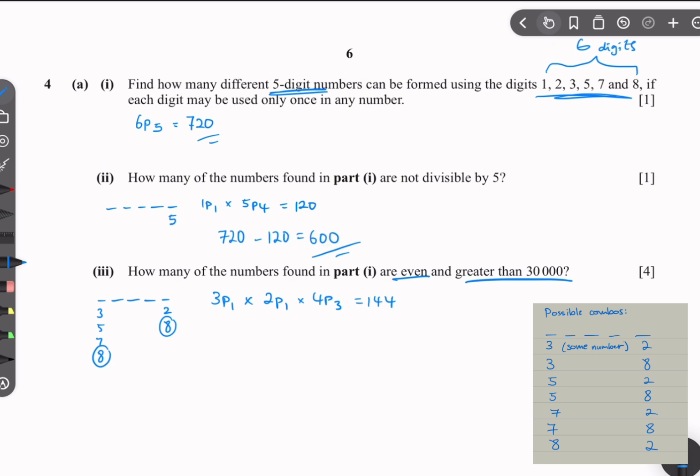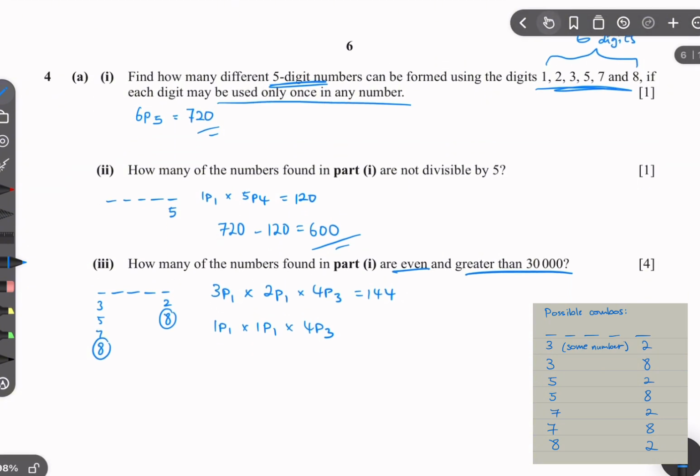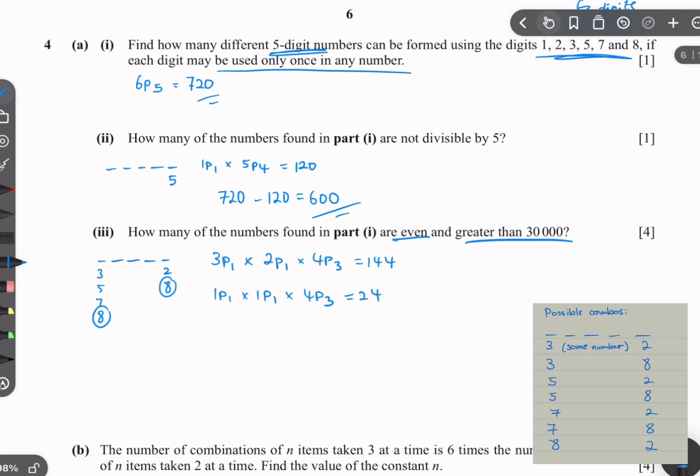Okay, now we are considering the 8 that repeats. So it will be 1P1 times 1P1 and then times 4P3. Because for this 8, it can only be 8 in the first one and then 2 in the last slot, because 8 cannot repeat in this number since the digit may only be used once. So this will give us 24. And then we add these two up. And this is the total numbers that can be formed.